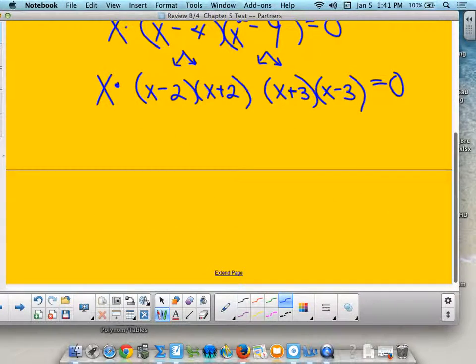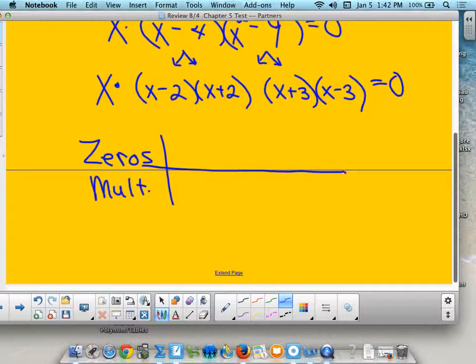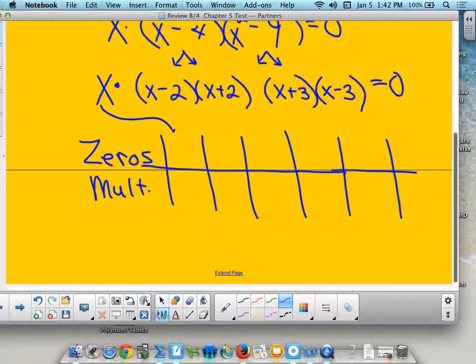Now remember what I said in the beginning. Find me the zeros. Find me the multiplicity. Well, the zeros, there's a lot of them. This one, 0, when x is 0. When this x is 2, negative 2, negative 3, and 3.